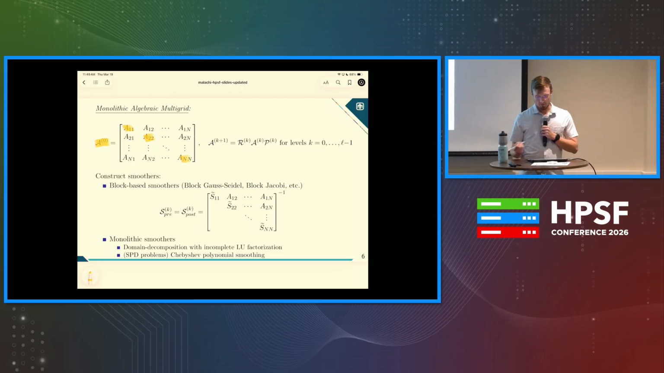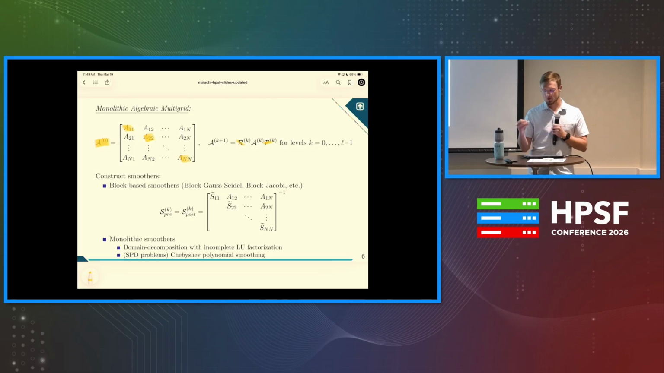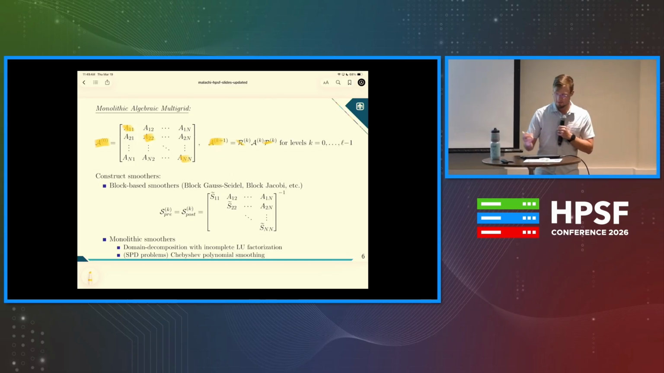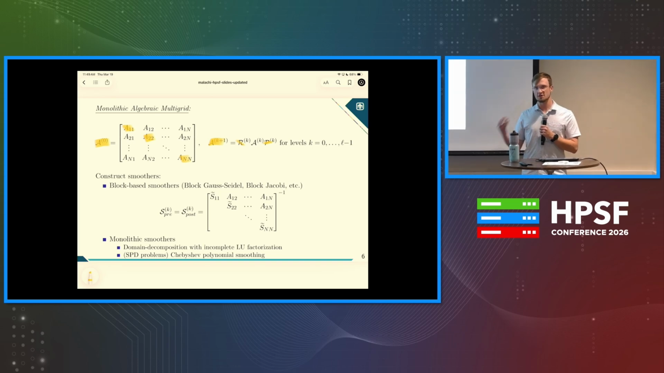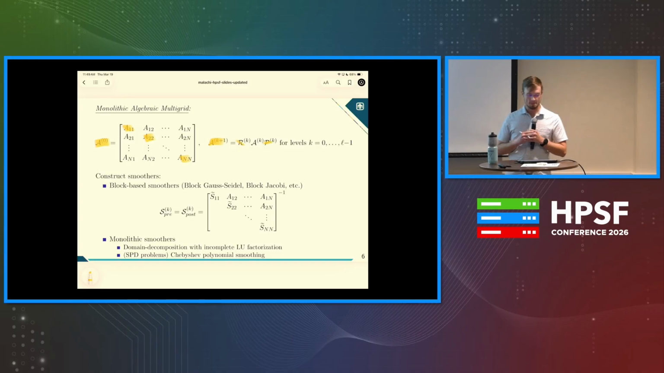Well, if you know anything about algebraic multigrid methods, you know that once you have a prolongator and a restrictor, that gives you a way to generate a coarse grid operator. And so we're going to generate those for all the various levels, and I will get into that shortly.